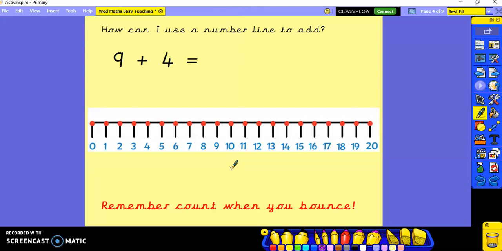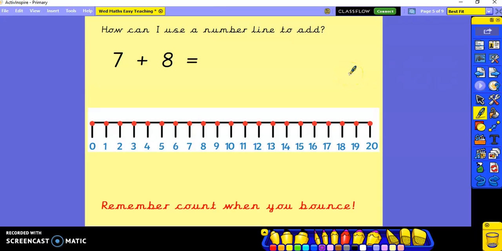Well done if you've had a go at working out the answer. Let's see if you have got it correct. So starting on this number 9 here, we're going to jump forward 4 spots. Are we ready? 1, 2, 3, 4. So well done if you landed on the number 13. 9 add 4 equals 13.